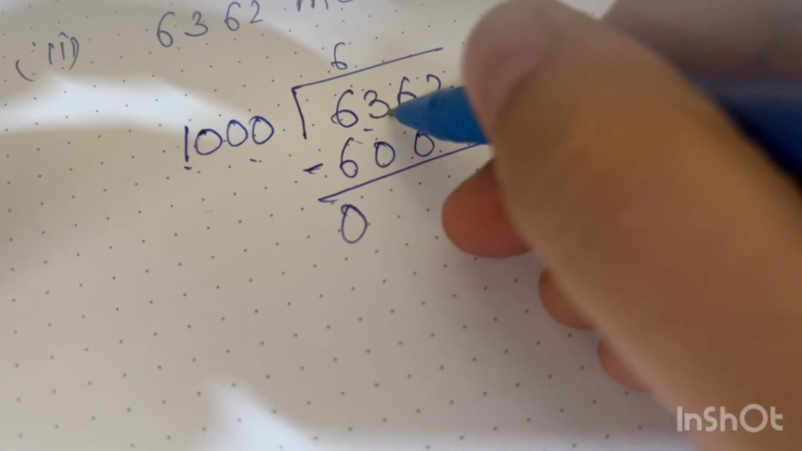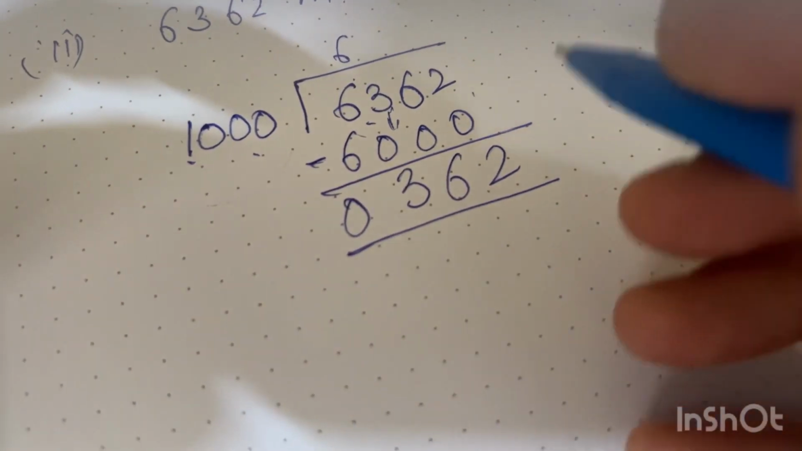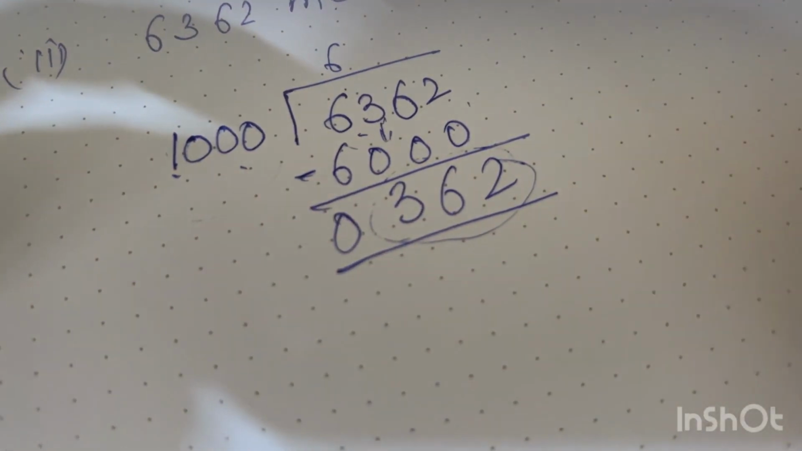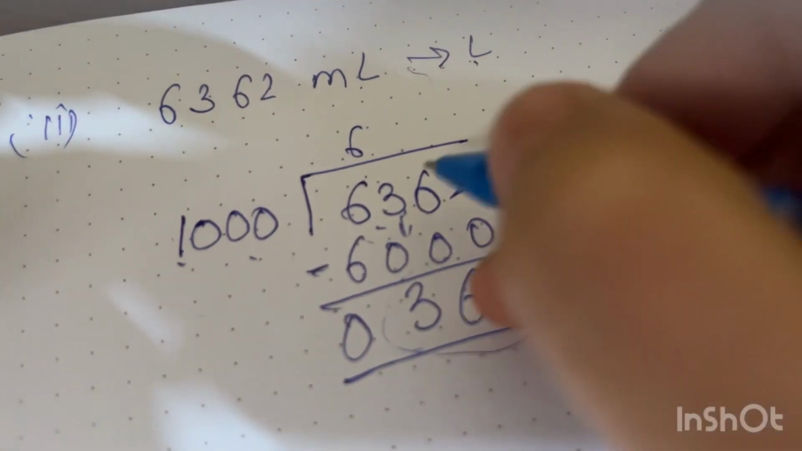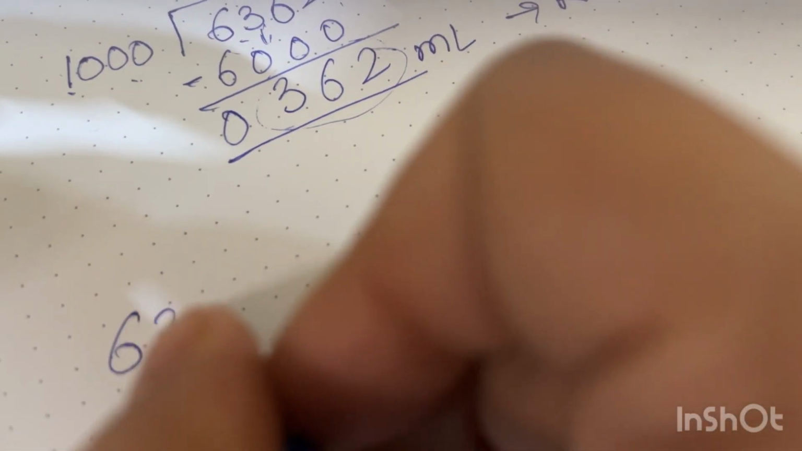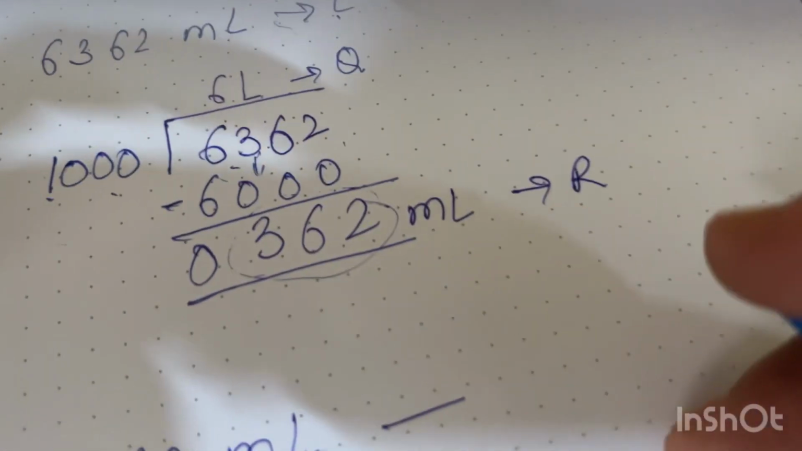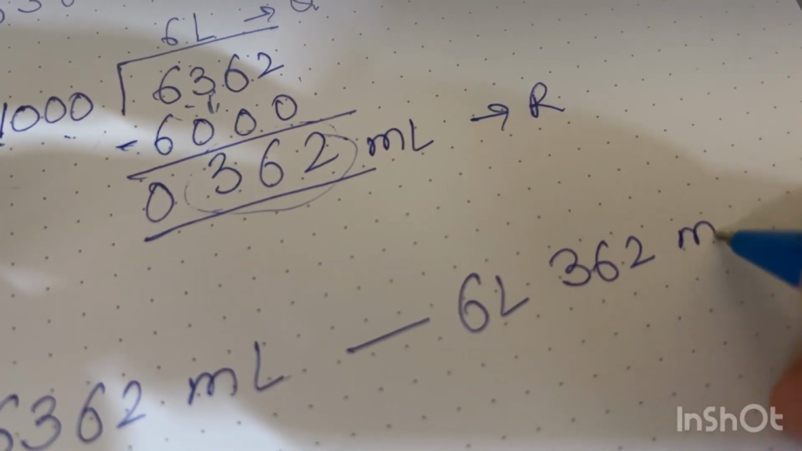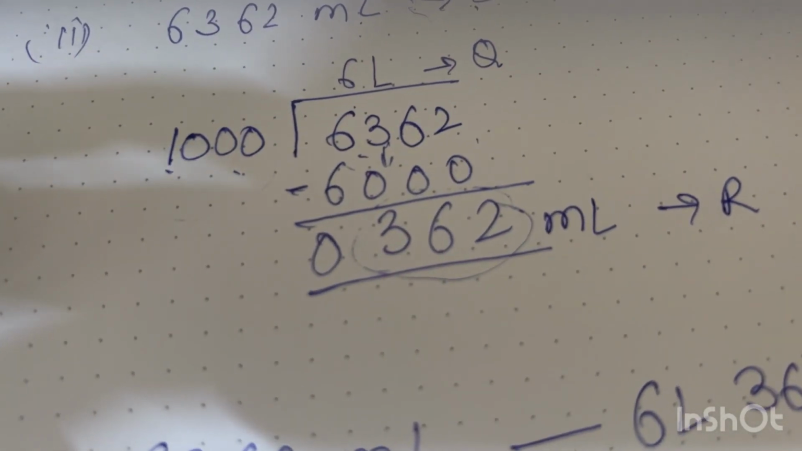Now here it is 0, and 3 minus 0 is 3, 6 minus 0 is 6, 2 minus 0 is 2. Again you can see that 362 is less than 1000, so we cannot solve it further. We put milliliters here, as this is the remainder, and we write liters over here, as this is the quotient. So 6362 milliliters, when we convert this into liters, comes as 6 liters and 362 milliliters. So you can solve all the questions like this only. So keep practicing.